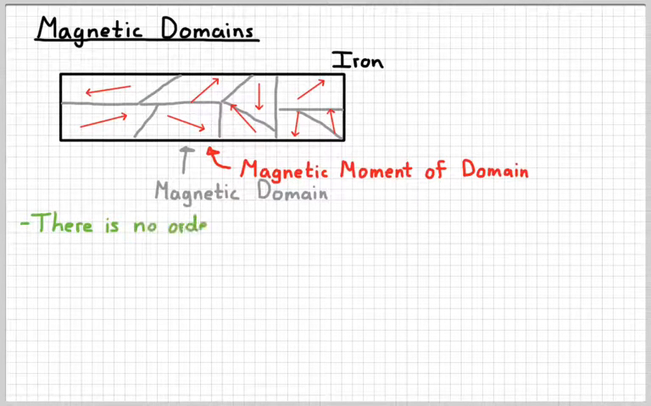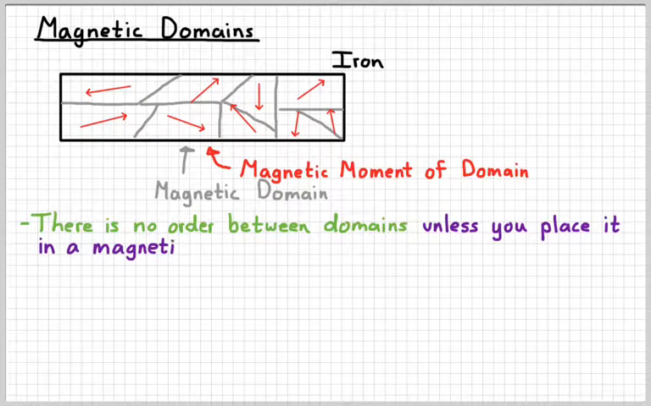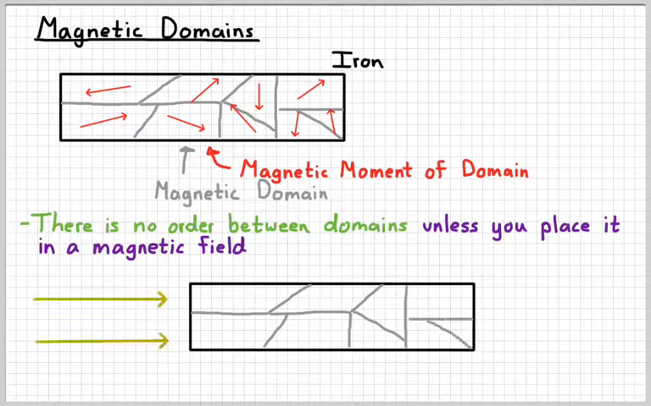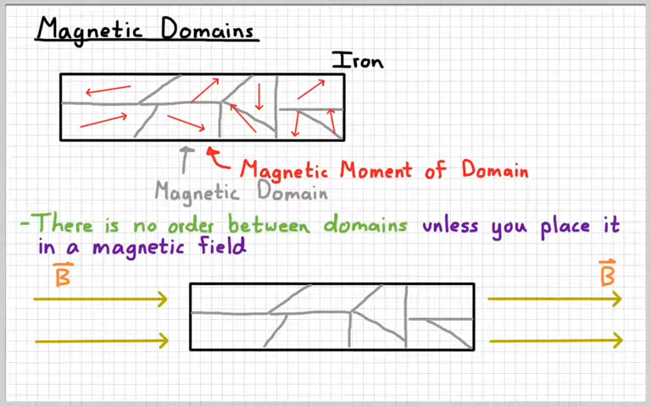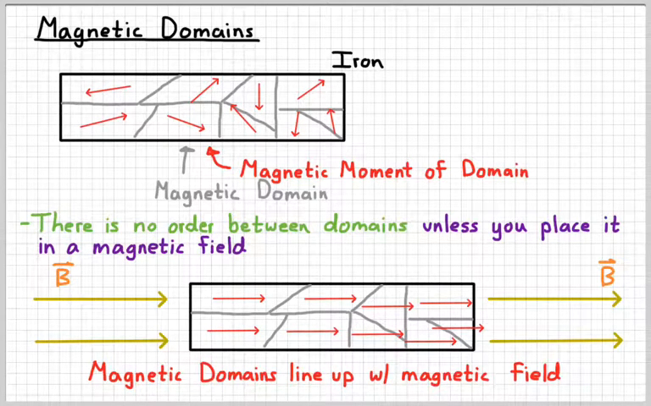Now what is going to change, so there's no order between the domains, but what is going to change that is when you place it in a magnetic field. So if we were to take that piece of iron and put it in a magnetic field going to the right, those magnetic domains would line up with the magnetic field. And so if you put a piece of iron in a magnetic field, you get a bigger magnetic field because the magnetic domains of the iron will line up with the magnetic field. Basically, they reinforce it. So what's happened is you've created a magnet.